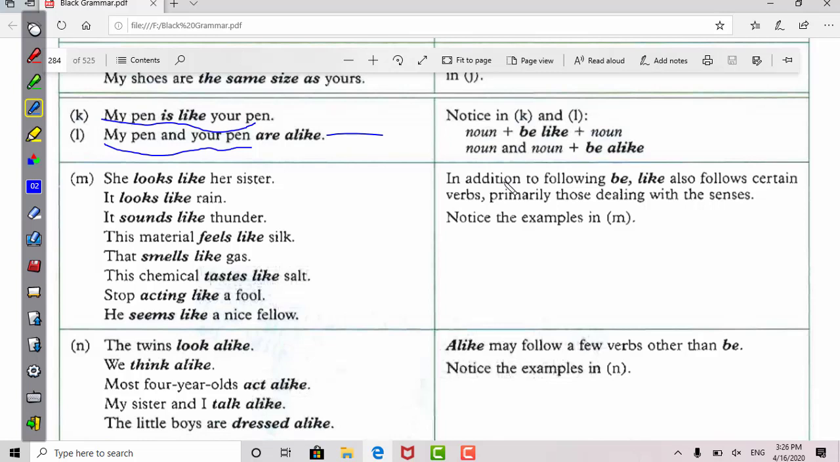Kamu bisa juga tambahkan verb like this: looks like, sounds like, feels like, smells like, tastes like, seperti like that. Acting like, seems like. This one really common verb yang digunakan untuk melengkapi like. You can use looks like, sounds like, feels like, smells like, tastes like. Because this one's not the same but similar, mirip gitu. That's why we use like. Acting like and seems like over here.